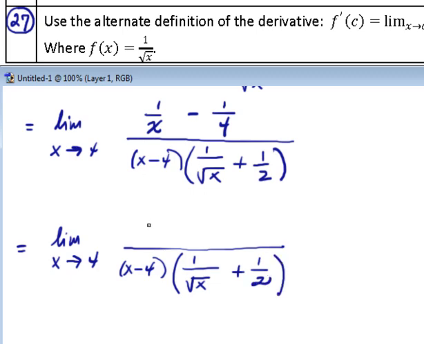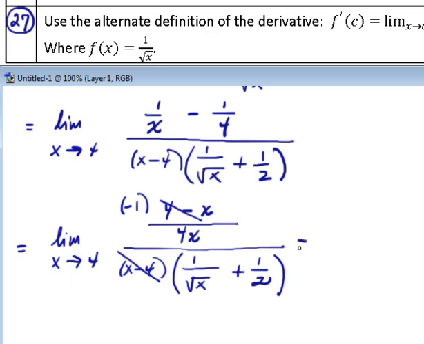Okay, so here, common denominator is 4x. Multiply top and bottom here by 4, and top and bottom here by x. And there we have 4 minus x and x minus 4. So we can cancel these, replacing with a minus 1, because this is a subtraction in the opposite order.